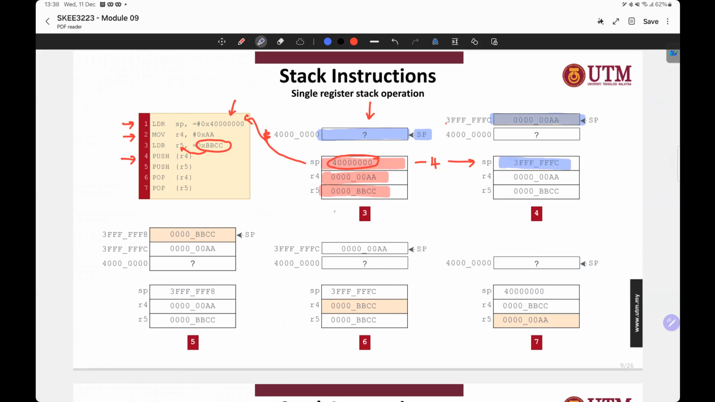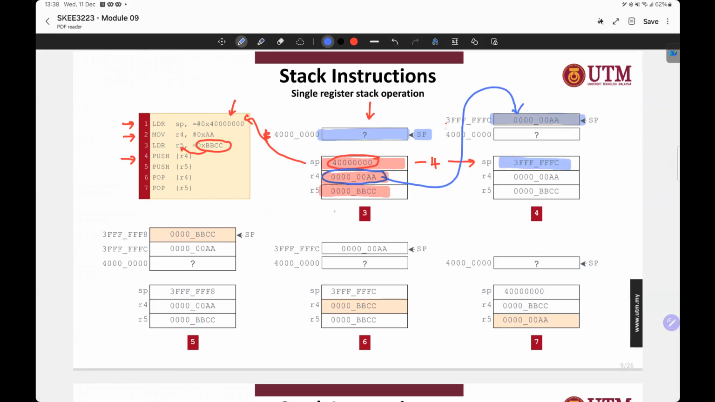And then what happens next? After you decrease the stack pointer address, next you're going to push the data from R4. What is the data from R4? This is the data from R4, and you're going to put it inside of your stack.